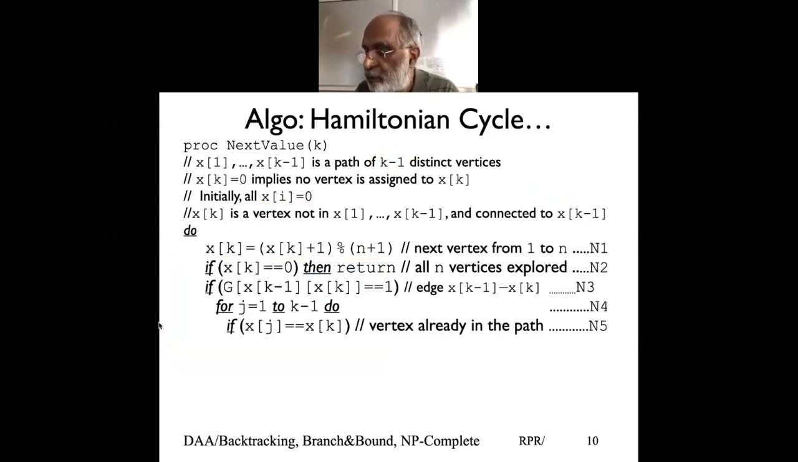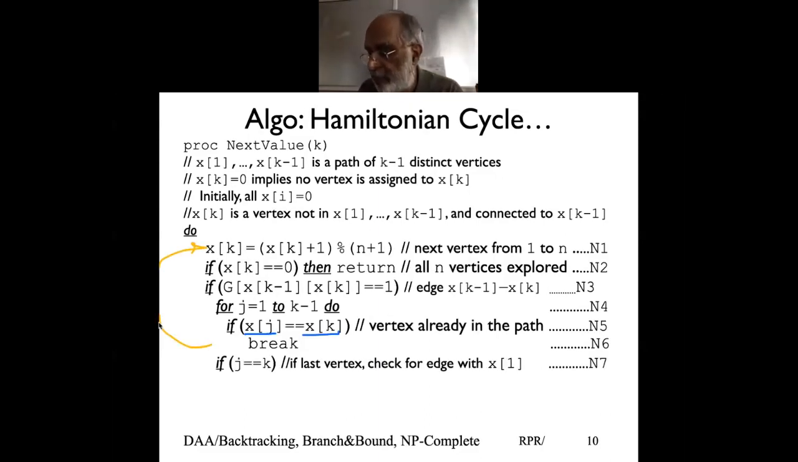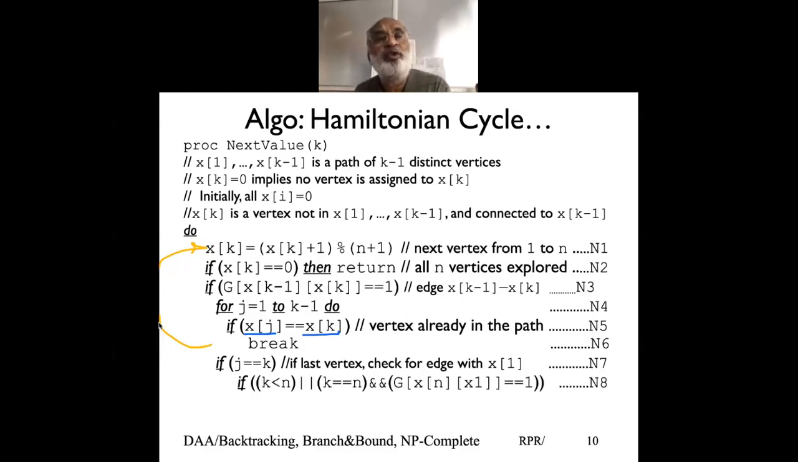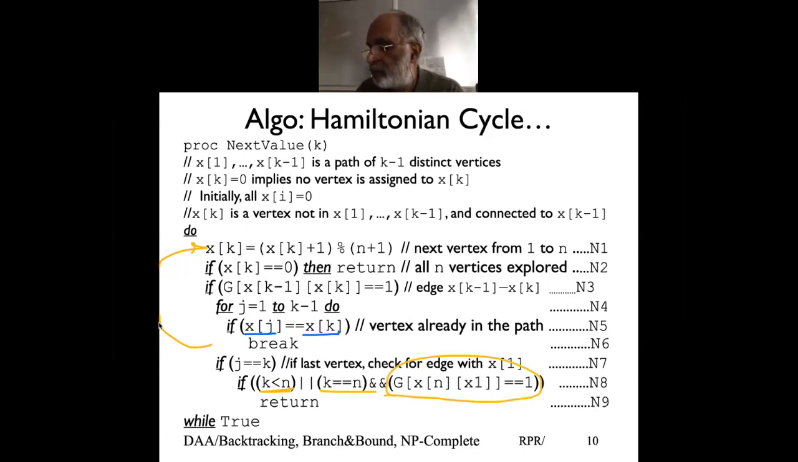So check for each vertex. If any of the previous vertices is the same as mine, I break from this for loop and come back to the next level here. If not, that means j has become k. Now I need to check if it is the last vertex. If k is equal to n, then there should be an edge from n to 1. If it is not the last vertex, then I am fine, that means the value chosen is correct. If it is the last vertex, I have to make sure that there is an edge to the first vertex. That is primarily what we do, and I'll explain this with an example.